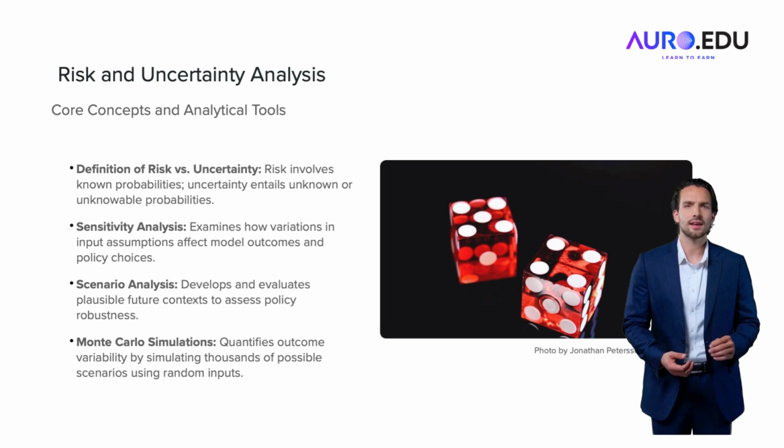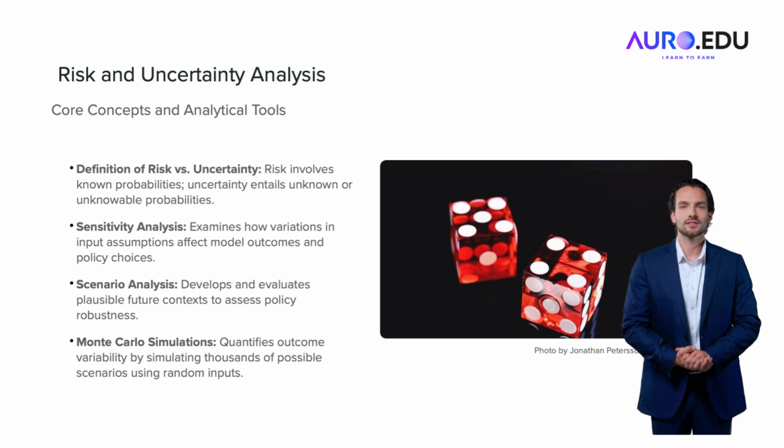Risk and uncertainty analysis, concepts. Policies often operate under conditions of risk and uncertainty. Risk analysis assesses the probability and impact of adverse events, while uncertainty analysis deals with the lack of precise knowledge about variables. Together, they help policymakers anticipate potential challenges and make informed decisions despite incomplete information.